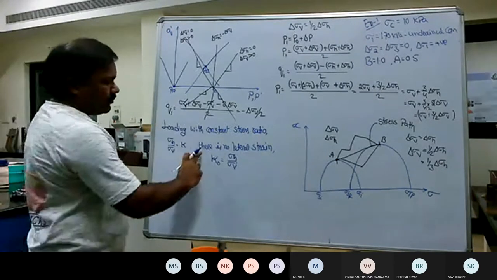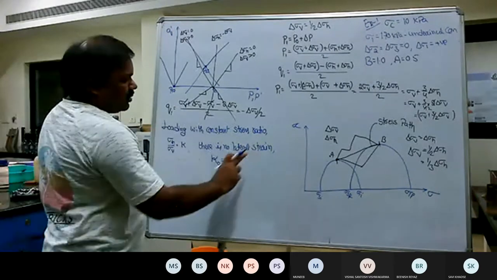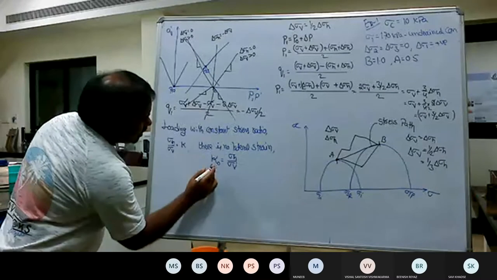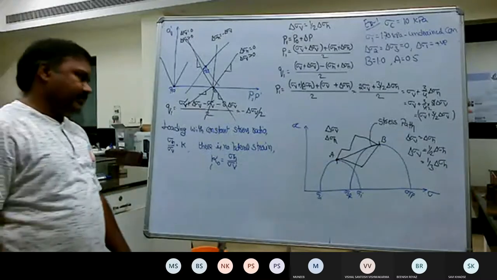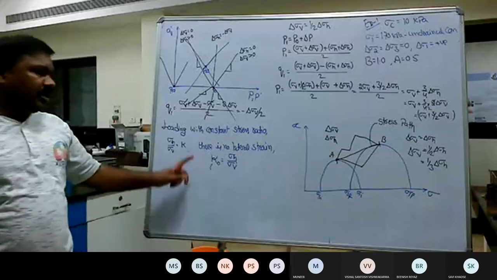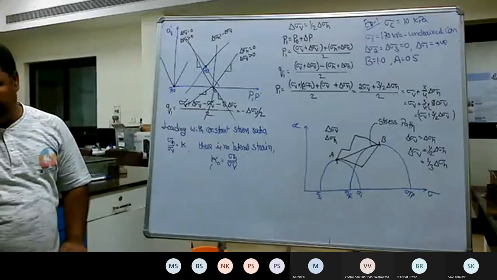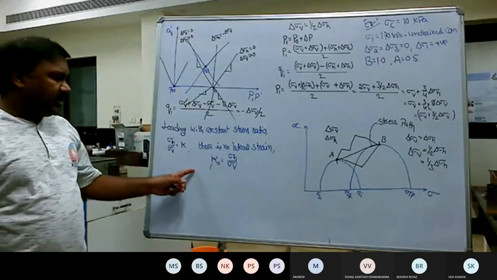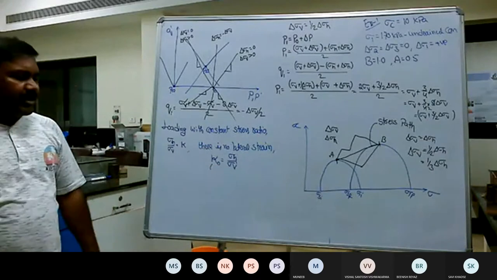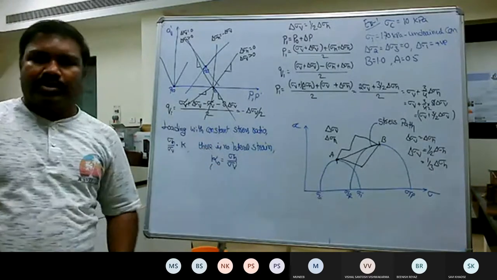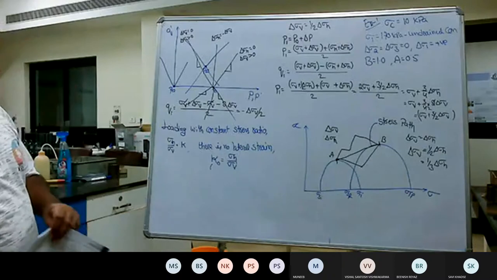Where K naught is the lateral earth pressure, or the coefficient of lateral earth pressure at rest. If we assume that there is no lateral strain, then that condition typically falls under the K naught condition, where K naught is called the coefficient of earth pressure at rest.